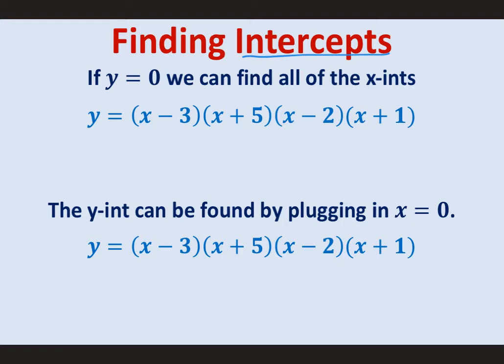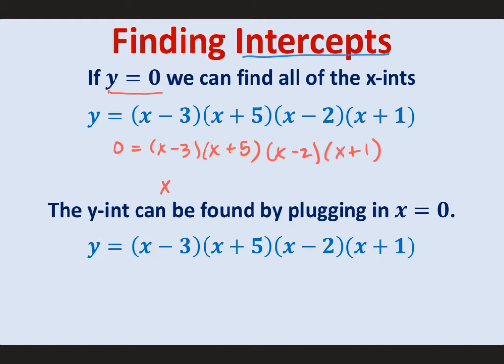The first thing we're going to do when we get a big old polynomial equation, these are polynomial equations here, is we're going to let y equal 0. If we let y equal 0, then we can find all the x-intercepts. So we'll say 0 equals x minus 3 times x plus 5 times x minus 2 times x plus 1. Then we can either write them all out separately or think through them. What can I plug in here to make it equal 0? These are all our possible x-intercepts.